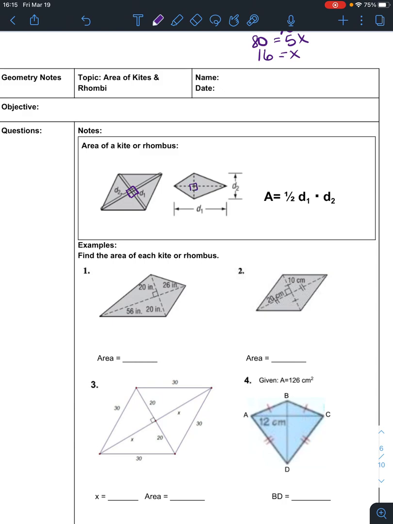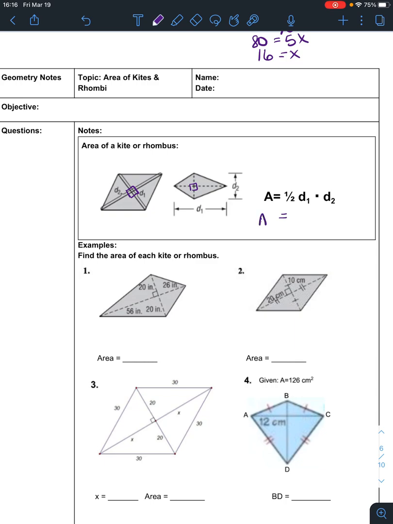shapes are perpendicular. And we've talked about how our base and our height need to be perpendicular to each other. Since those pieces are the pieces that are perpendicular, that's what we're going to use to find the area. So the area formula for a kite and a rhombus is 1/2 of diagonal 1 times diagonal 2.